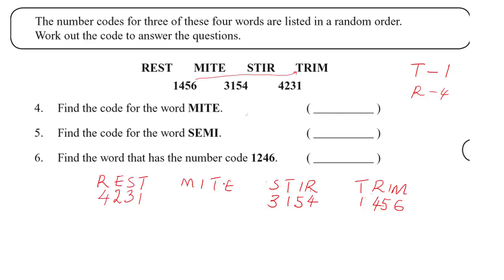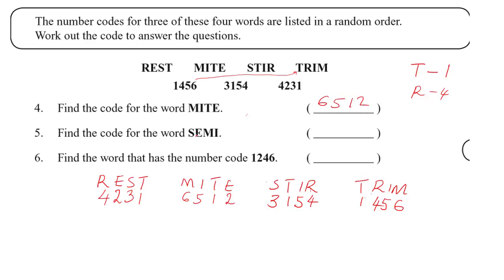Now, when it comes to might here, E is 2 here. So I put 2 there. And T is 1. I is 5. And M is 6. So that's going to be 6, 5, 1, 2. Right. So there we are now. We might everything. So all you need to do is to answer the question quickly. So find the code for the word might, which we've done is 6512.